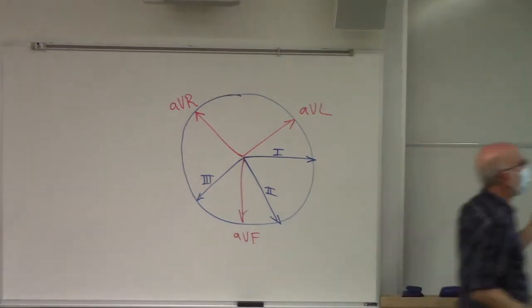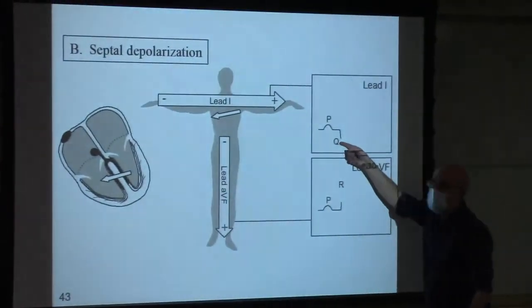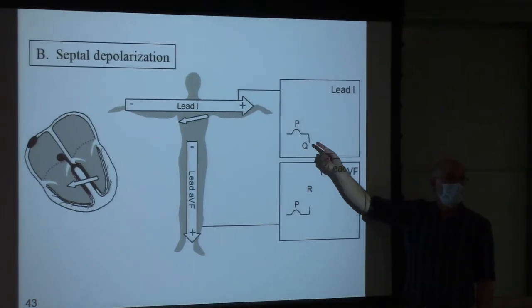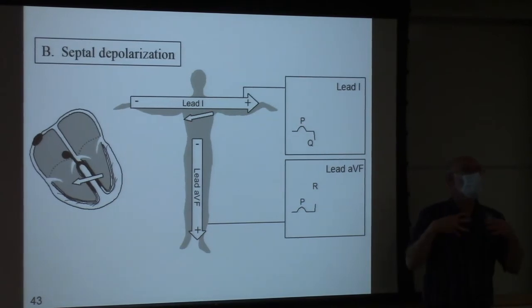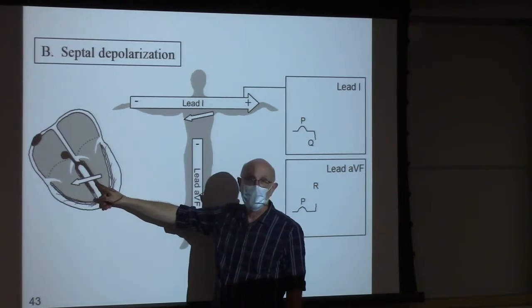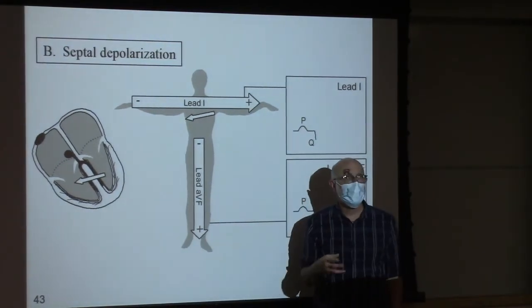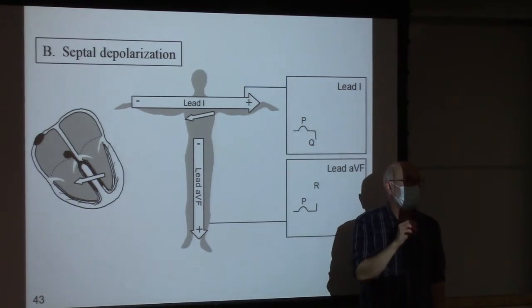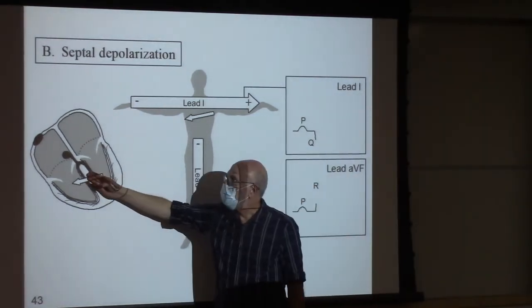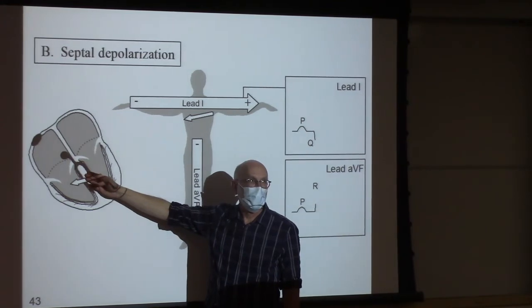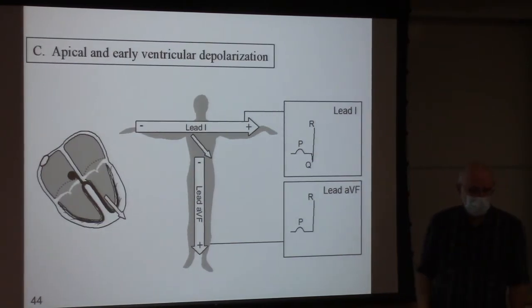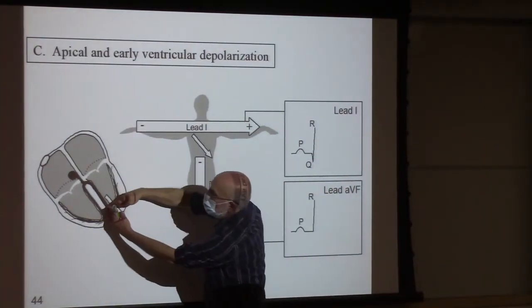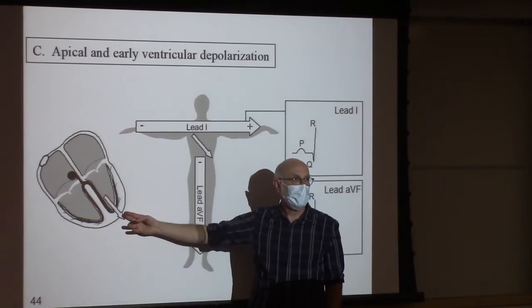Okay, so septal depolarization generates the beginning of the QRS complex. The QRS complex overall represents ventricular depolarization, but the first step of ventricular depolarization is septal depolarization. What's the next step of depolarization? I told you this a few minutes ago. Septum, then what? Apex. Septum, then apex. The depolarization of the apical muscle generates a vector like that.